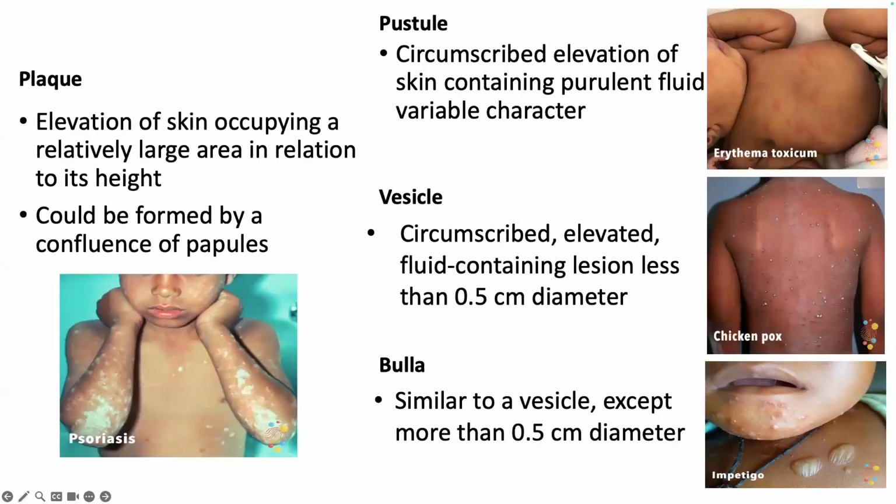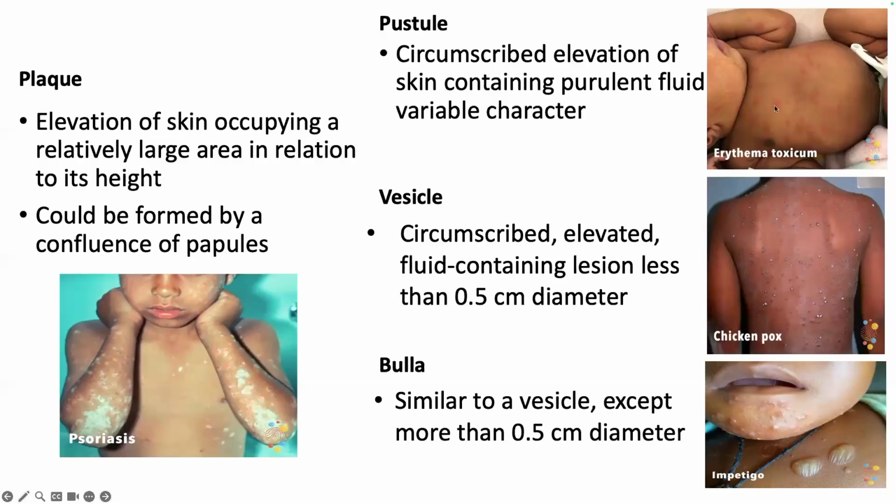Then a plaque is an elevation of the skin, but a very large area in relation to its height. You could have a bunch of papules that have stuck together to form a plaque. An example of something that gives you a plaque would be psoriasis. And then a pustule is a circumscribed elevation of skin which contains pus.